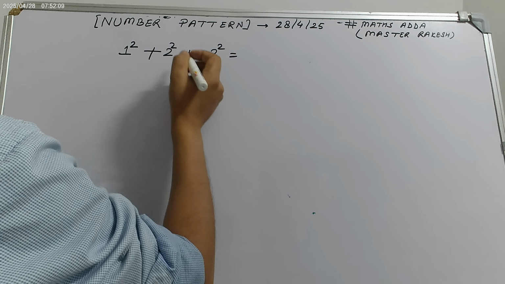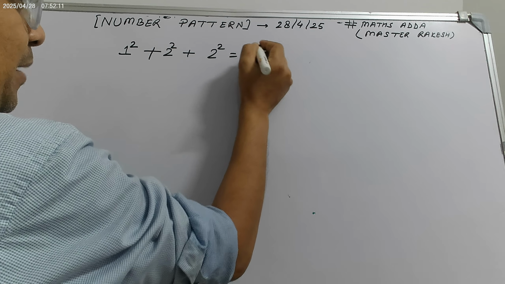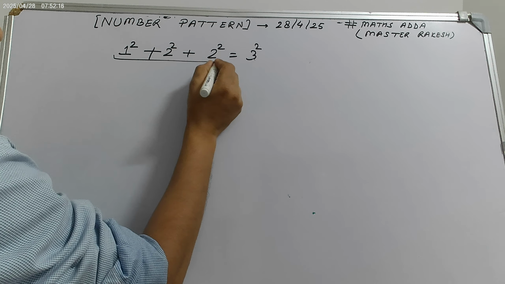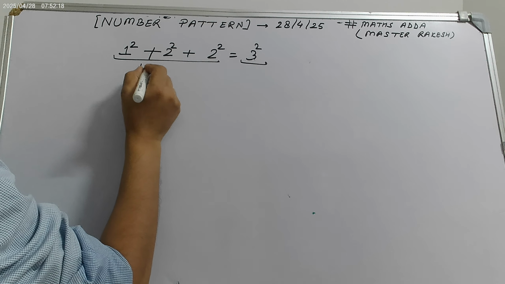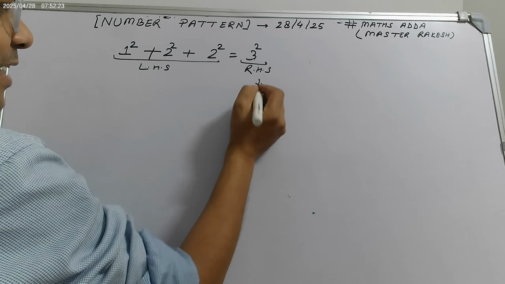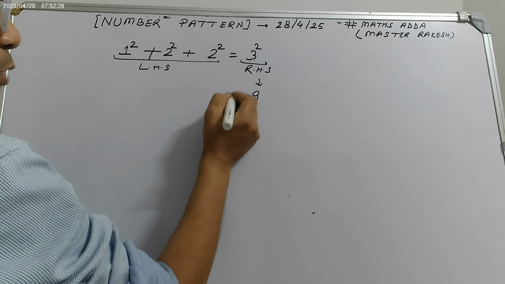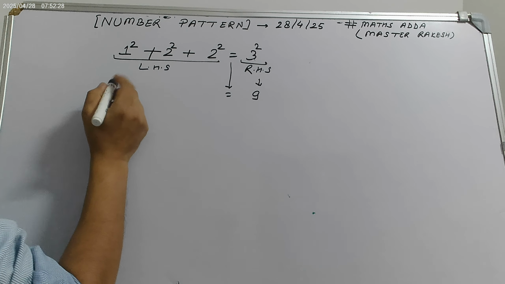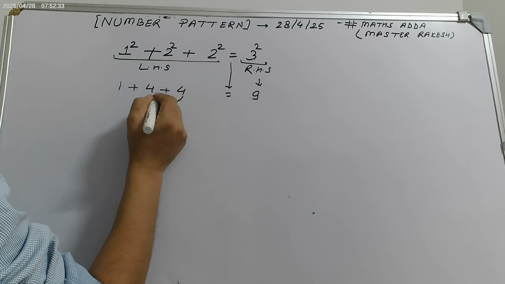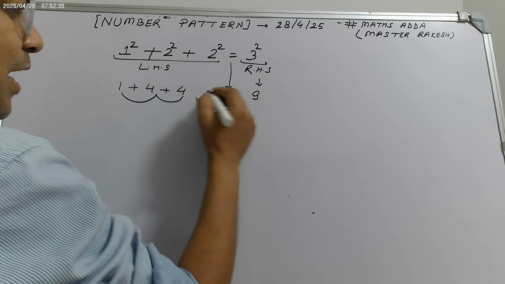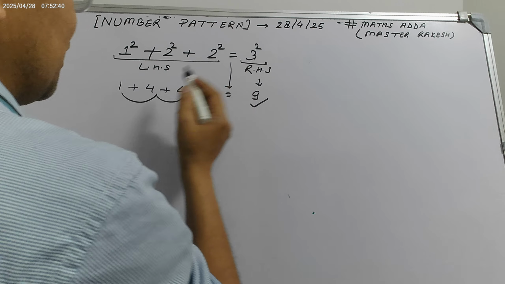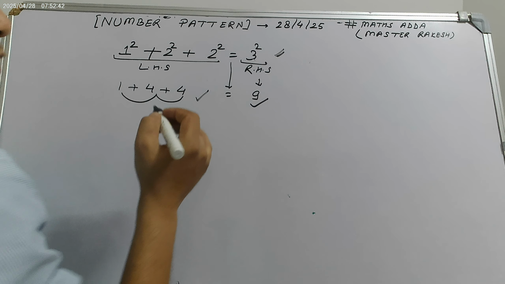1 square plus 2 square plus 2 square becomes 3 square. We'll prove it. This is the left hand side, LHS. This is the right hand side, RHS. The right hand side, 3 square, is 9. The equal to sign we have copied as it is. 1 square is 1, 2 square is 4, again 2 square is 4, 4 and 4 is 8, 8 plus 1 is 9, so 9 equals 9. So this is getting proved, hence LHS is equal to RHS. This pattern is very important.